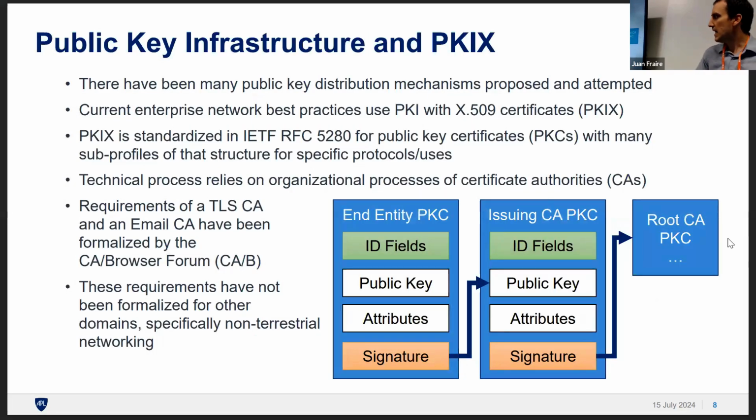Getting back to the PKI aspect of things, there are lots of possible key distribution mechanisms that have been experimented with and tried operationally. The current best practice on terrestrial networks is to use PKI with X.509 certificates, called PKIX. PKIX has existed for a while now. It's more than 25 years, probably approaching 30 years of PKIX being in existence.